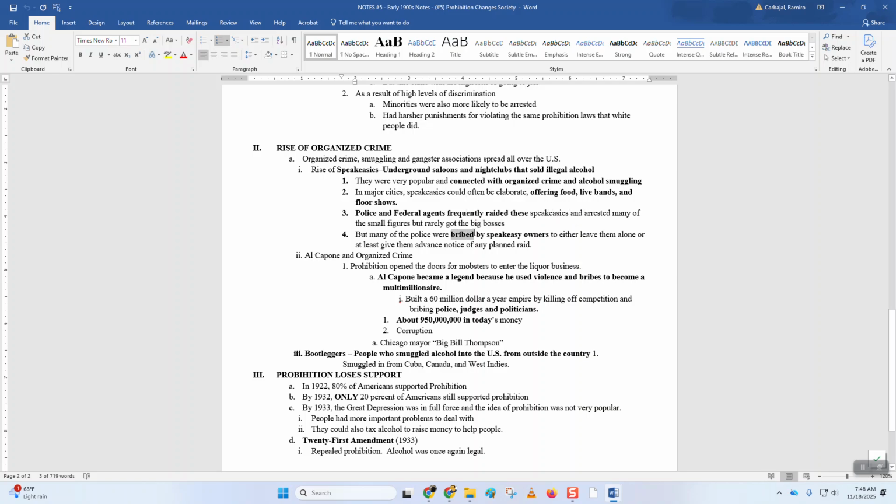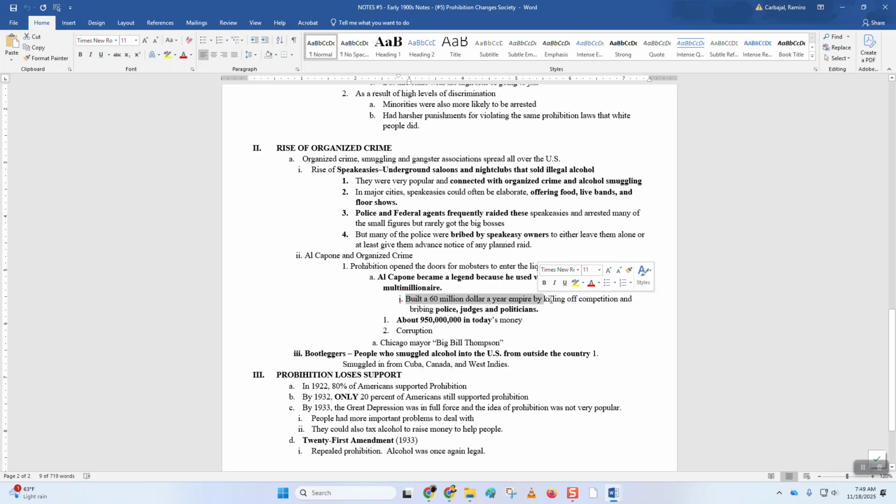Bribing was a huge part of this, because bribery by the speakeasy owners or the mafia just went everywhere. The one who did it the best was Al Capone. His nickname was Scarface. He's the one who's going to show how much money you can make with organized crime. He will laugh at police. It will be a joke how they passed this law to get rid of alcohol, and he's going to be making $60 million a year making alcohol.